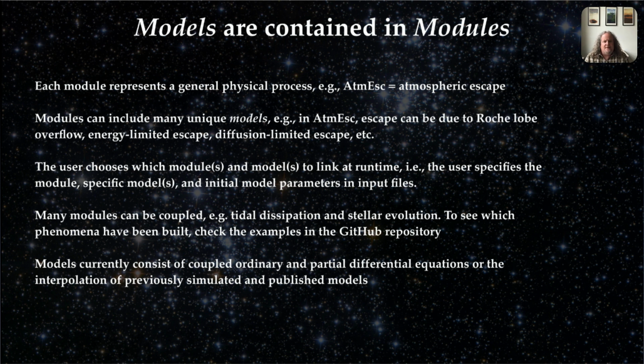A module represents a physical process that can occur in a planetary system, such as atmospheric escape, which is controlled by the ATMESC module. The models, on the other hand, are the physics equations that describe the evolution of the system. Modules can include many unique models inside of them. For example, atmospheric escape can be due to processes like Roche-lobe overflow, energy-limited escape, diffusion-limited escape, and others. The user chooses the modules and their models at runtime.